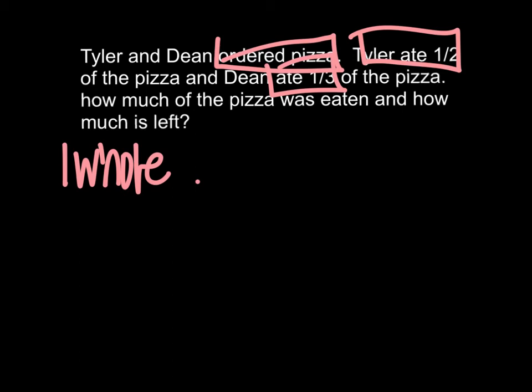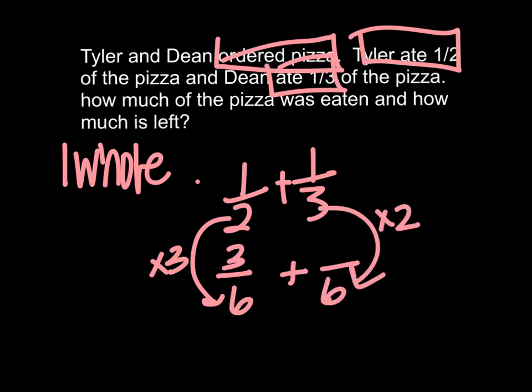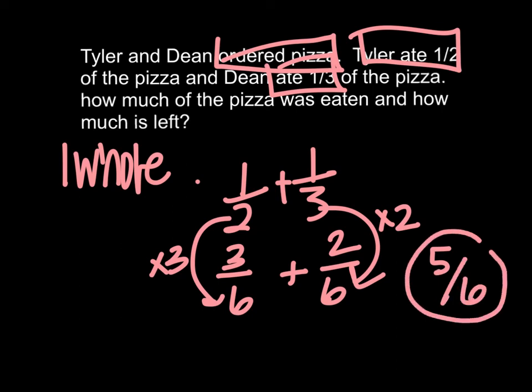So Tyler ate 1/2 and Dean ate 1/3. So hopefully you said, well, we need to add those two numbers up first. Okay, so I know 1/2 and 1/3 don't have common denominators. I'm going to find the common denominator. The common denominator is going to be 6. So that's going to give me, 1 times 3 is 3, so I'm going to put 3/6 plus, here I multiplied by 2, 2/6. So I've got 3/6 plus 2/6, which is going to give me a total of 5/6 eaten.